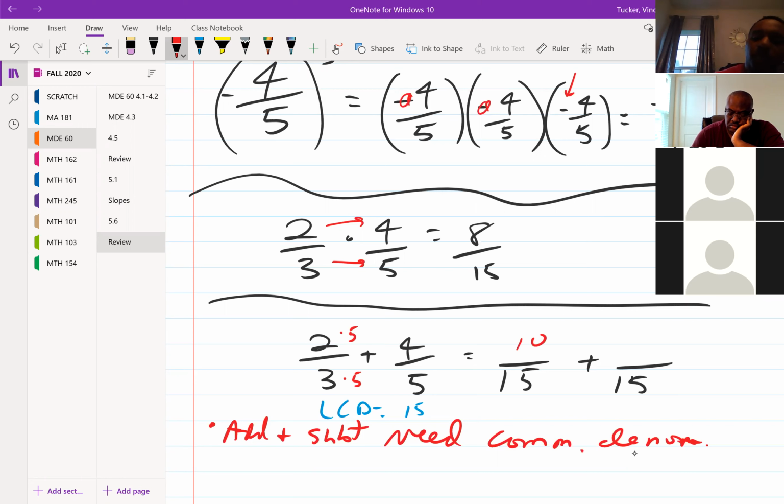So that'll be 10/15. Then you're looking at 5. You're going to multiply it by 3 in order to turn it into 15. Once again, whatever you do to the bottom, you have to do to the top. That's 12. So now that we have common denominators, we can add our numerators. But like you mentioned, when it comes to adding and subtracting fractions, we keep that denominator the same. And that will be our answer.